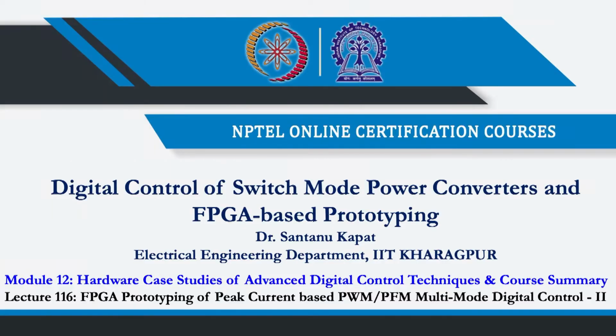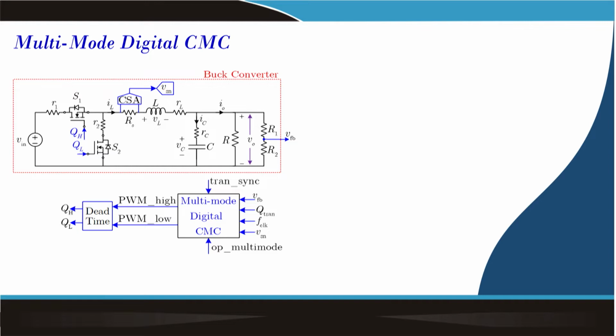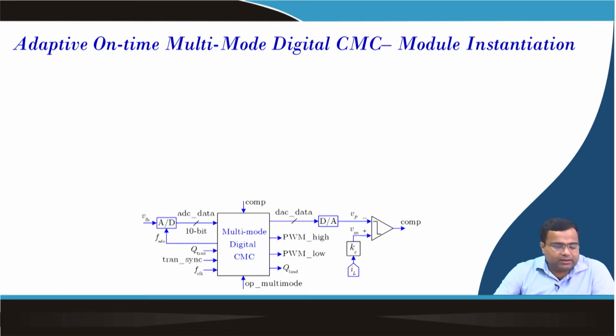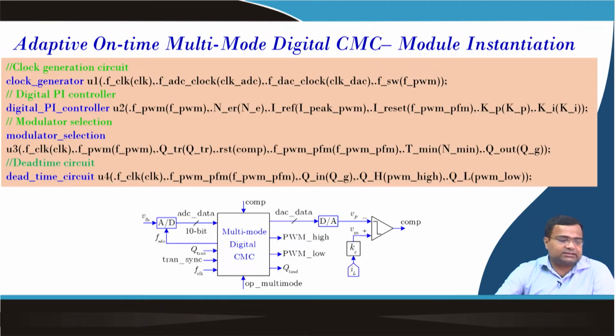Welcome back. This is a continuation of the previous lecture, and here we will start with the multimode digital current mode control. We have already discussed digital multimode control consisting of PWM and PFM, and we have also discussed the module instantiation. Now, we are going to talk about the modulator selection.